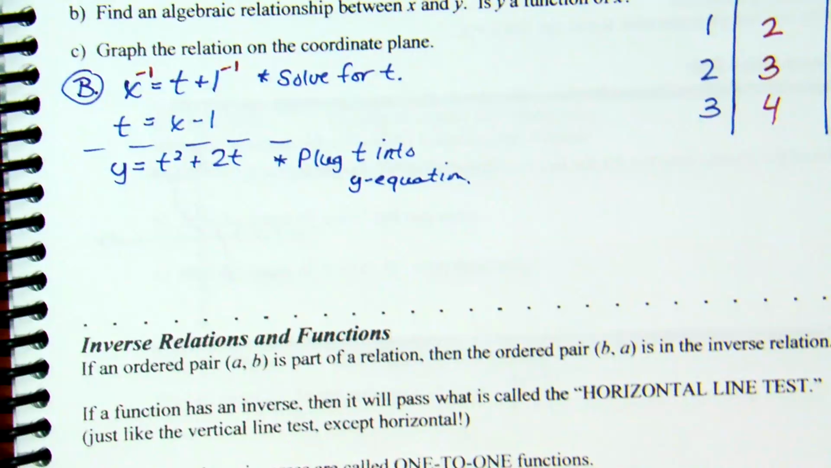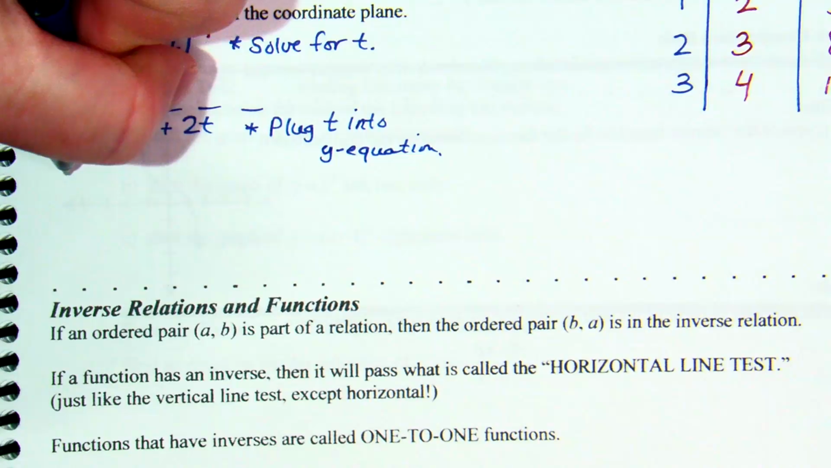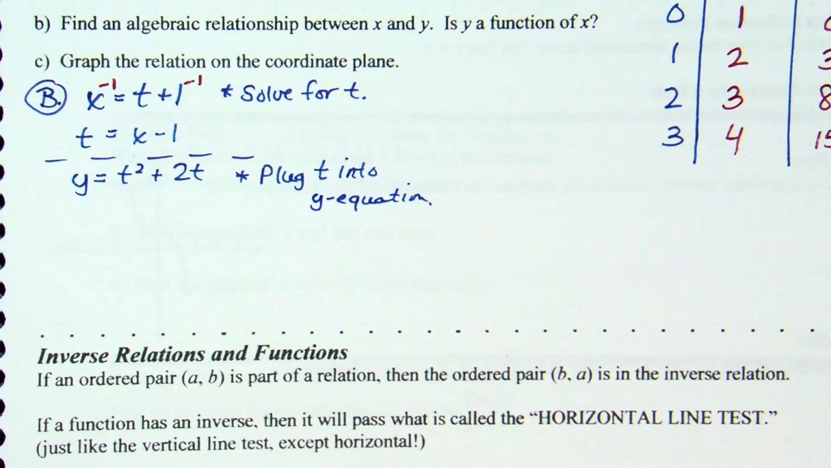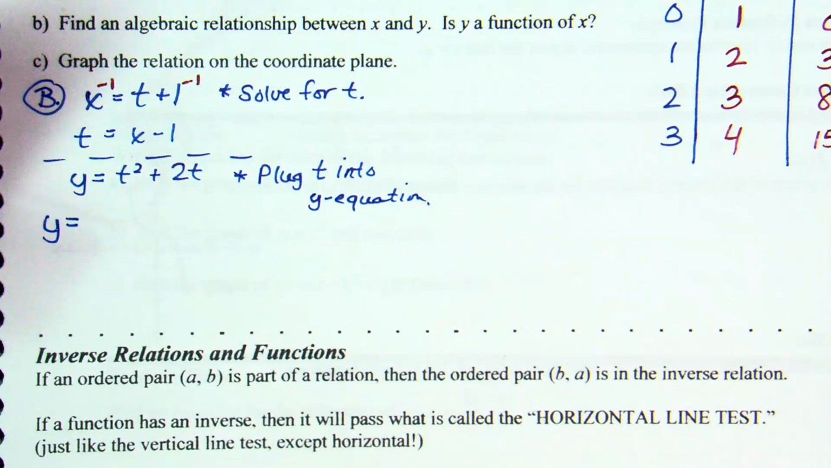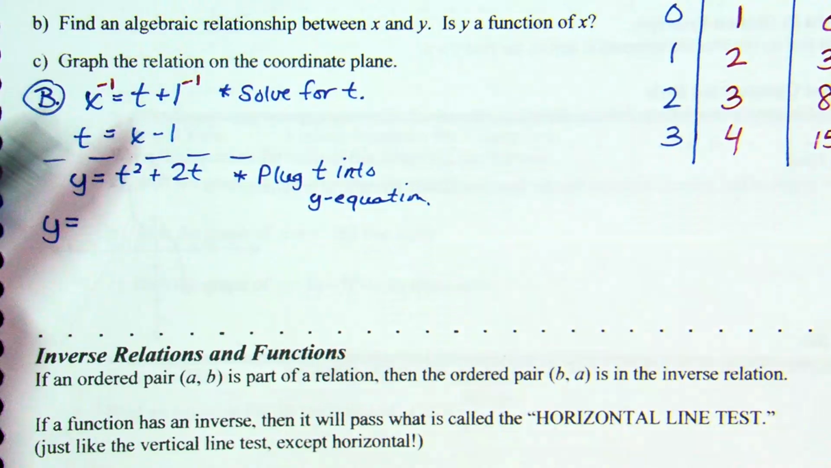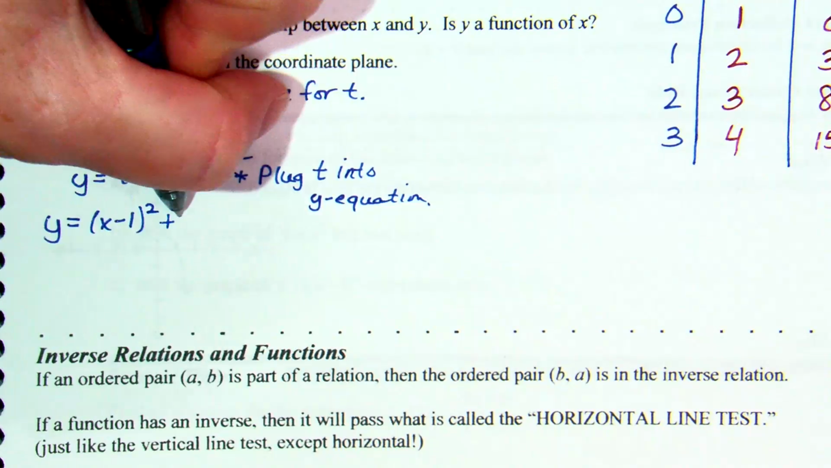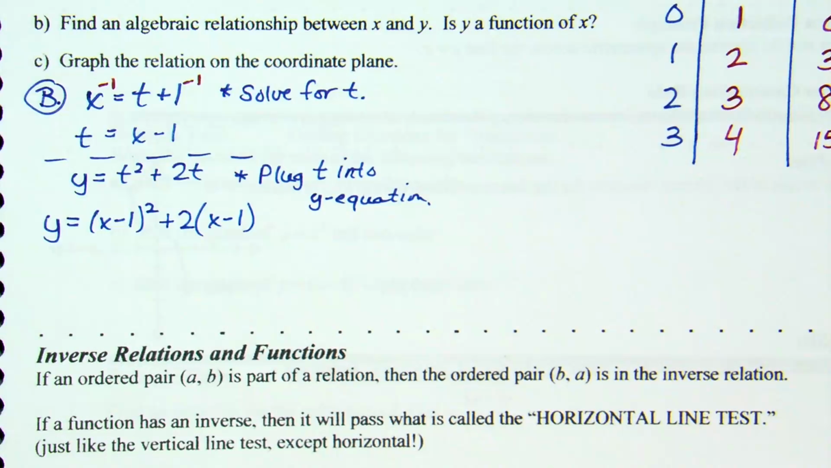Guess I can move this up so you guys can see it a little bit better maybe. So, if I plug this in, what am I doing? Every place I see a t, we're replacing with x minus 1. And now I've put it in that bad spot that Levi can't see. Okay, so y equals t squared. So, what was t? x minus 1, quantity squared, plus 2 times t. 2 times x minus 1.